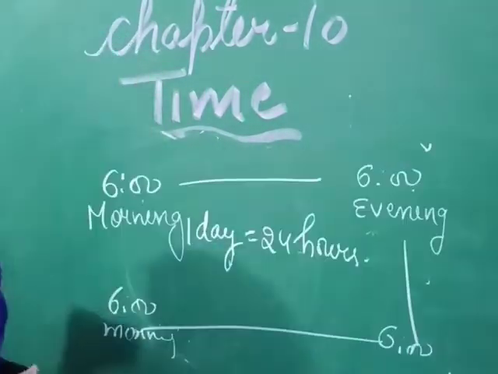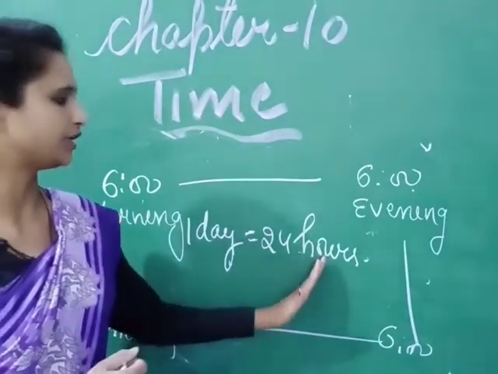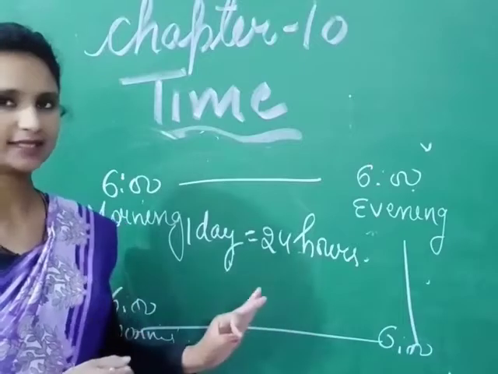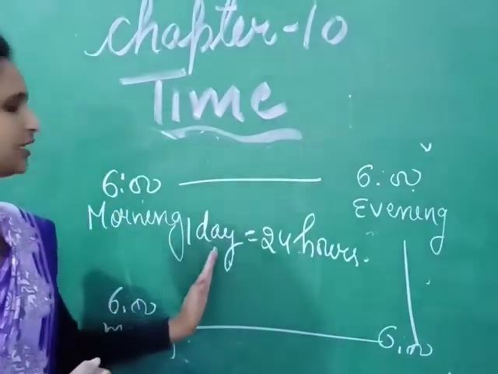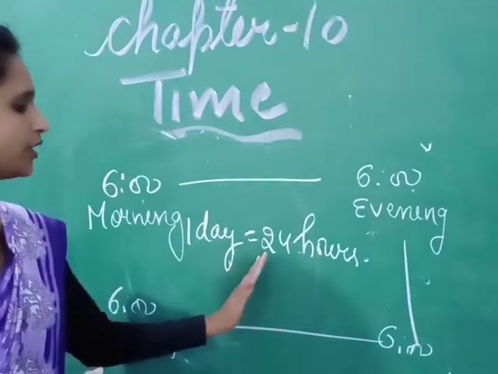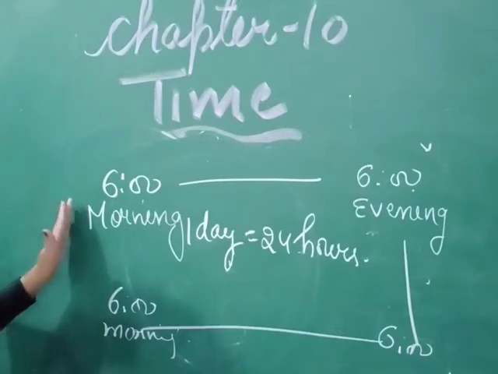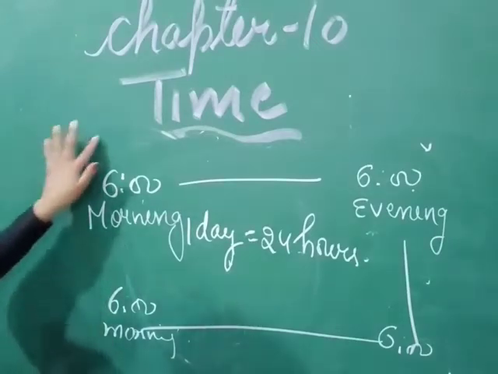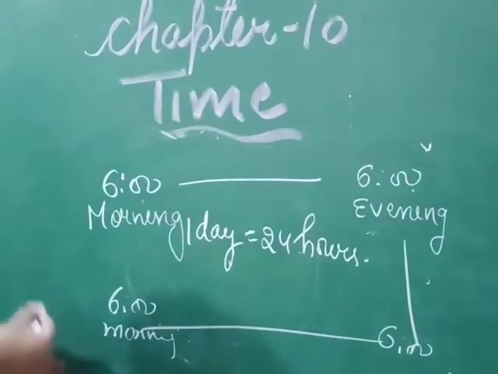We all know that one day is equal to 24 hours. एक दिन में 24 hours होते हैं. But how can we calculate that one day has 24 hours? So let us take this example. It is 6 o'clock in the morning. Suppose take it 6 o'clock of this morning, of today's morning.